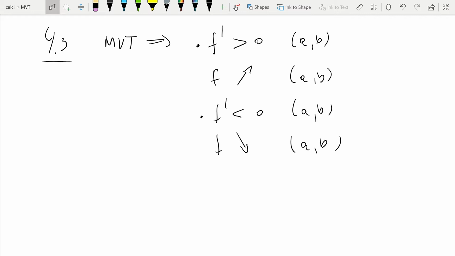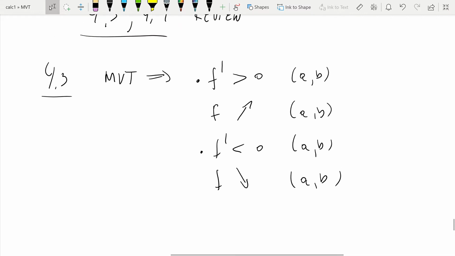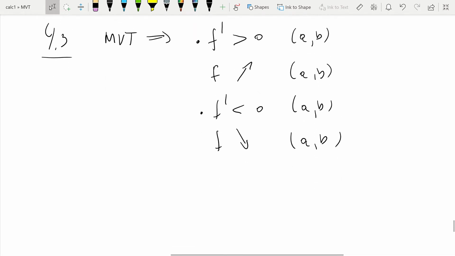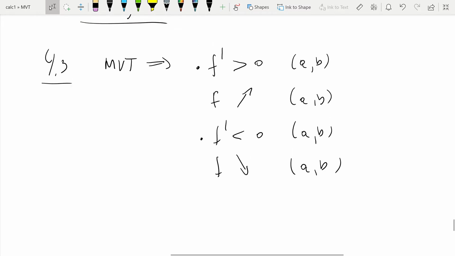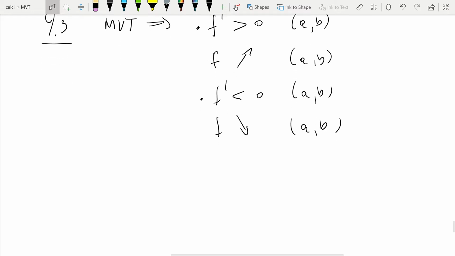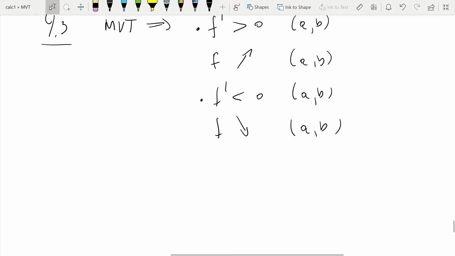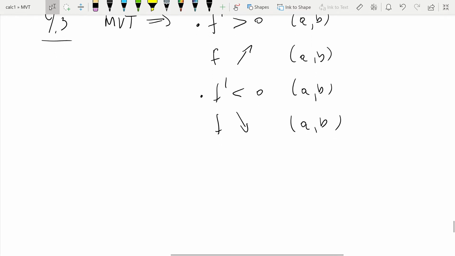Some applications, besides characterizing critical points, include, say, saying whether a polynomial has a certain number of roots, which asks you to combine the intermediate value theorem and the mean value theorem. We went over an example like that a couple of videos ago.